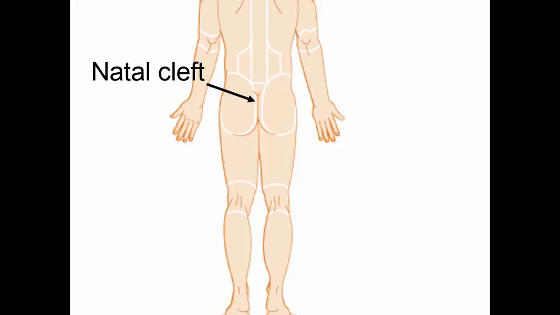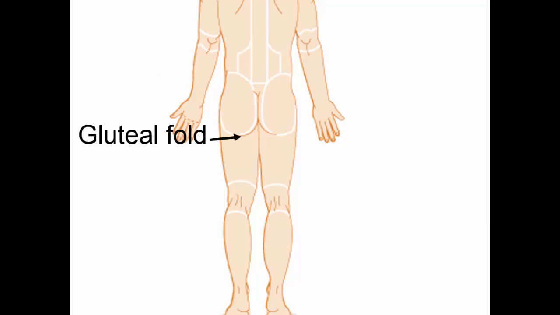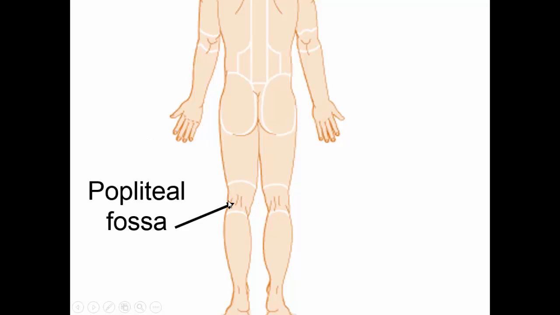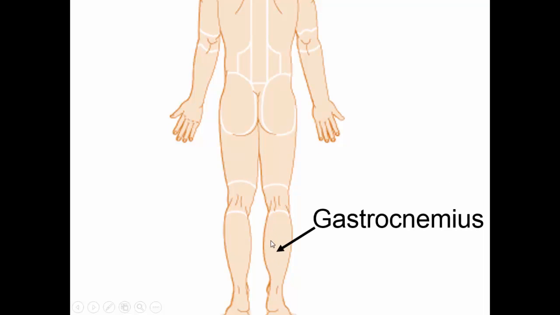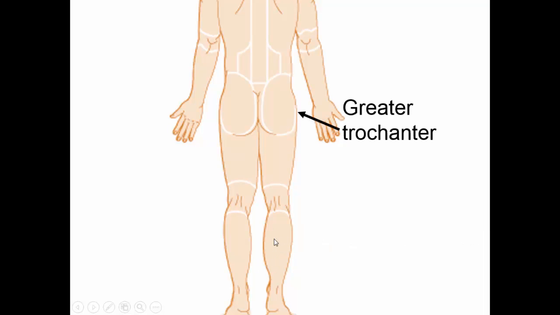The natal cleft is what we call butt crack, and the gluteal folds are those butt cheek folds. The popliteal fossa is behind the knee. The hamstrings are the three muscles that are here on the back of the thigh. The gastrocnemius is the big fat bellied muscle here in your calf. And the greater trochanter can be palpated right here at the top of your femur.